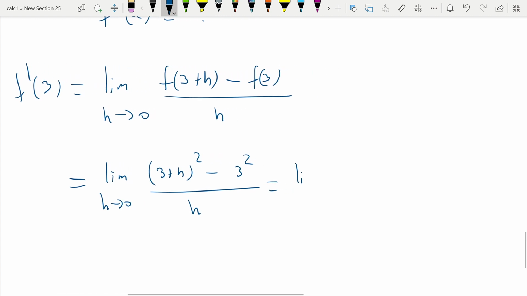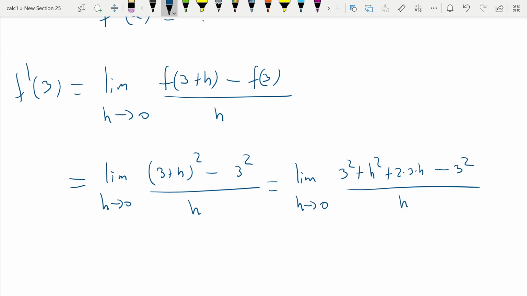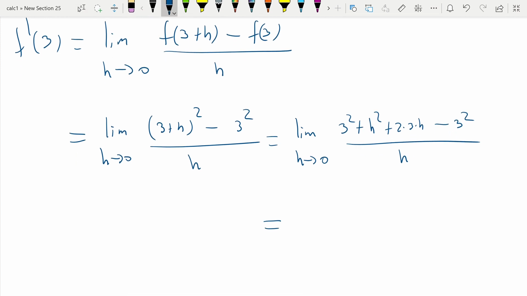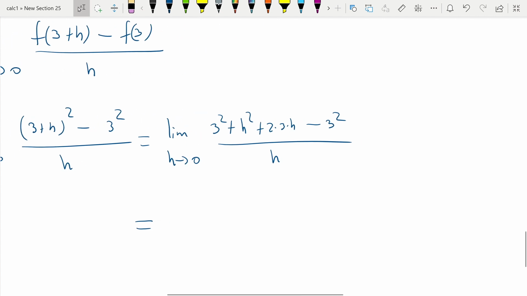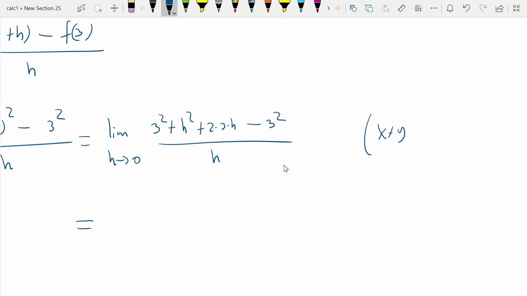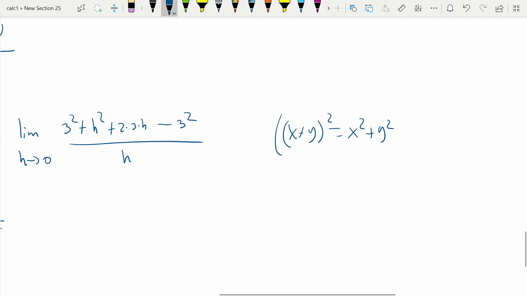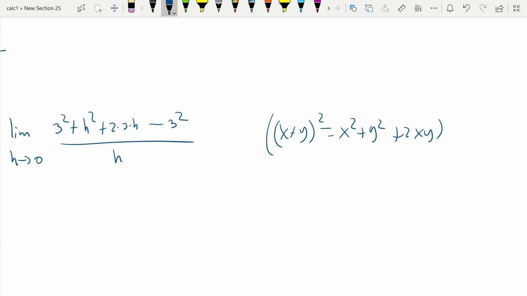And this is the same as the limit when h approaches 0 of 3 squared plus h squared plus 2 times 3 times h minus 3 squared, all divided by h. We simply expanded 3 plus h squared. In case you forgot, x plus y squared is x squared plus y squared plus 2xy.